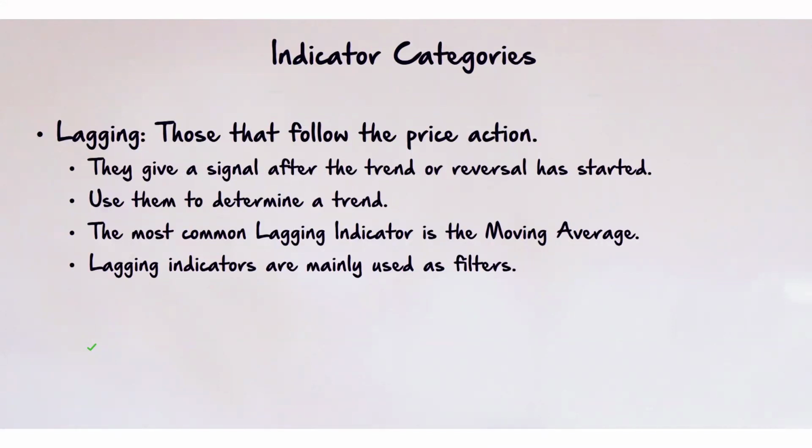Like I said, the lagging ones are those that follow price. They give you a signal after the trend or the reversal has started. They won't be able to tell you that the trend is going to start because they follow price. They can help you to determine trends. One of the most common lagging indicators is the moving average.